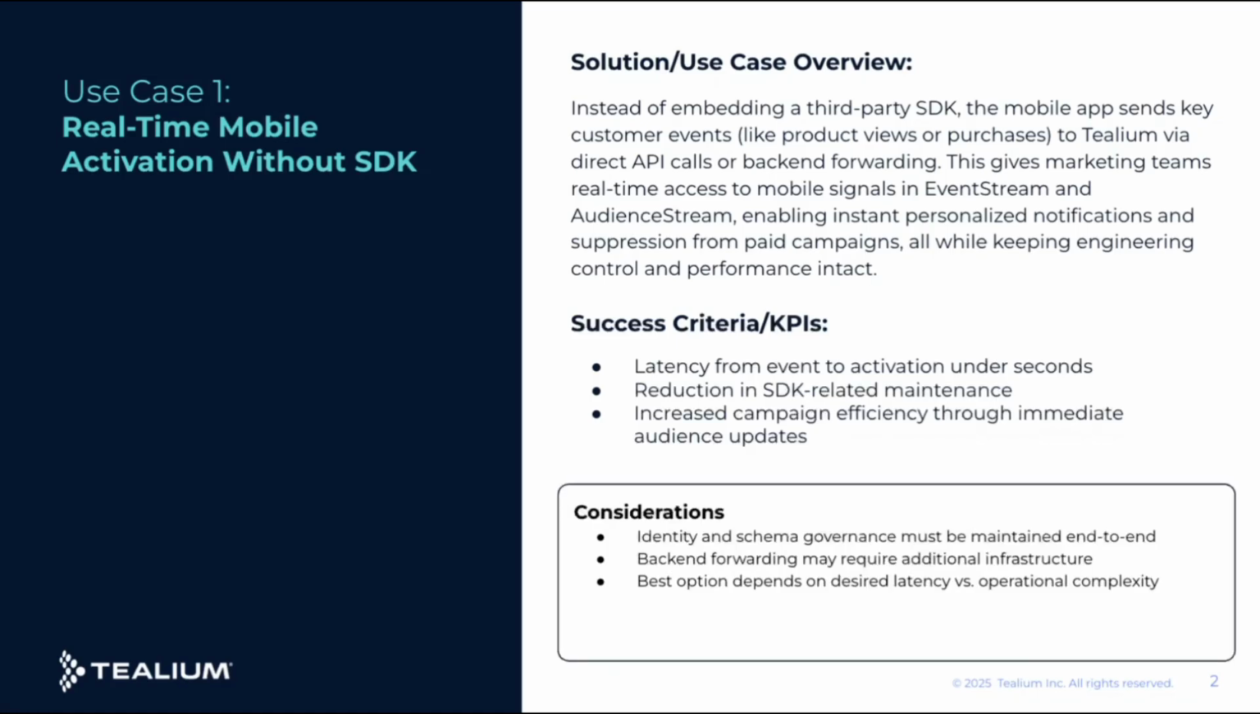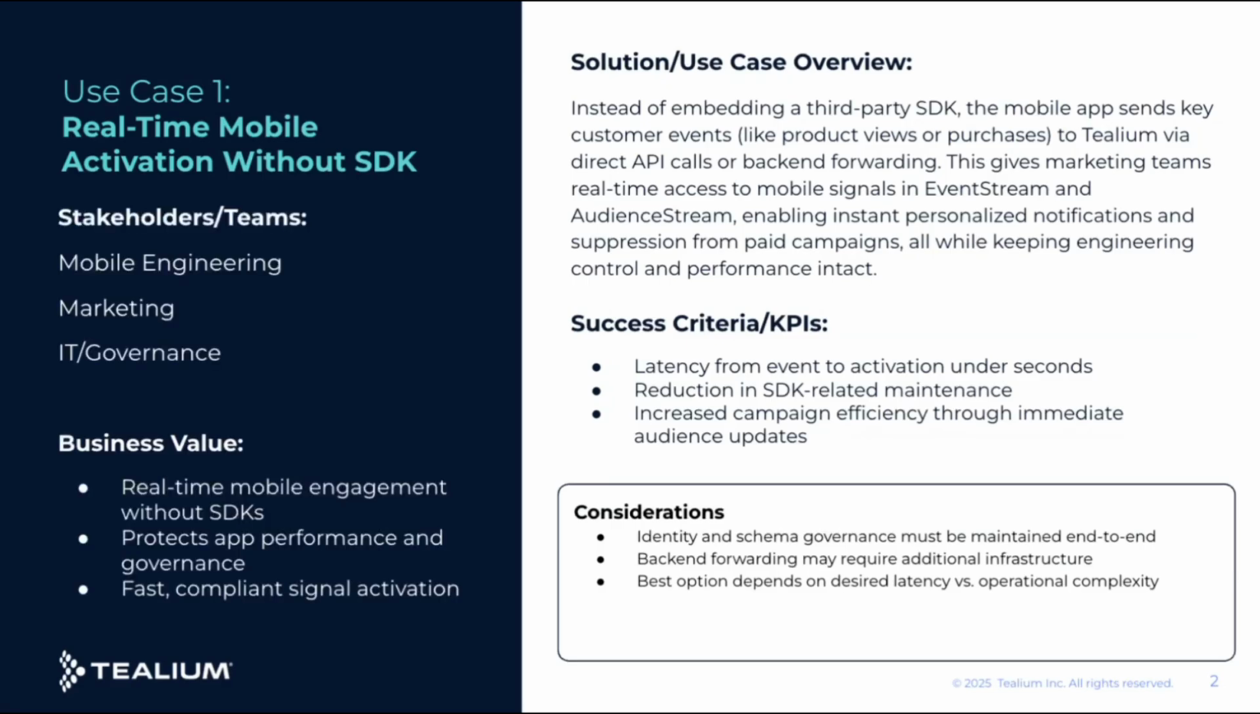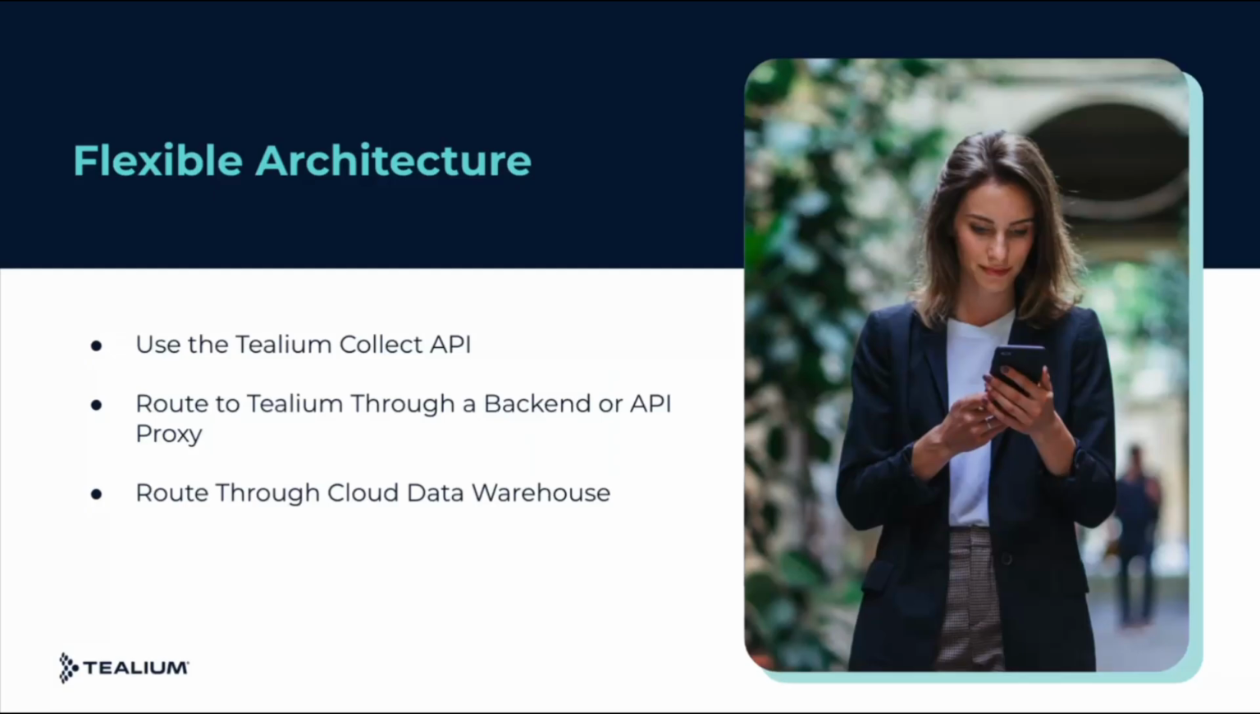There are always trade-offs and considerations for any solution. And for this, it really comes down to balancing latency with operational complexity. For some teams, back-end forwarding is ideal, and for others, the SDK or hybrid model makes more sense. This solution provides real-time mobile engagement and activation without SDKs and allows you to maintain app performance, stay in compliance, and have more governance over your tracking. Now, there's no one-size-fits-all solution.